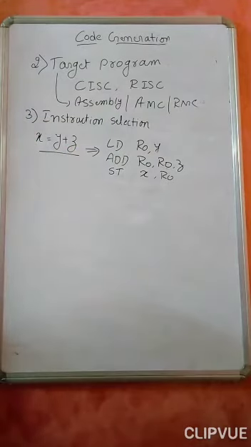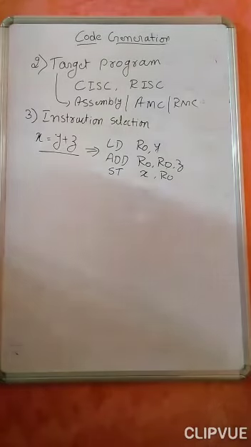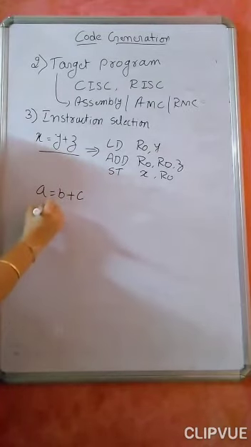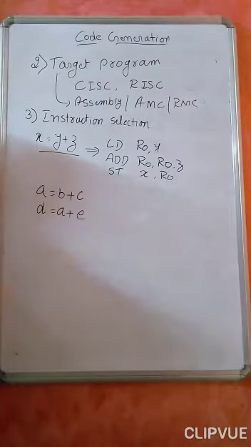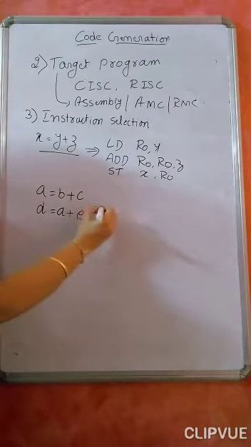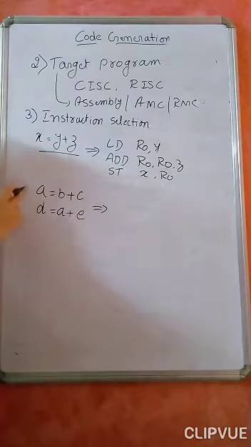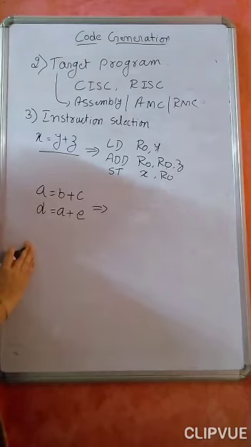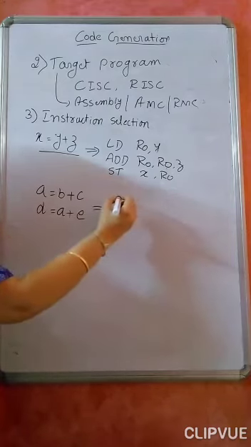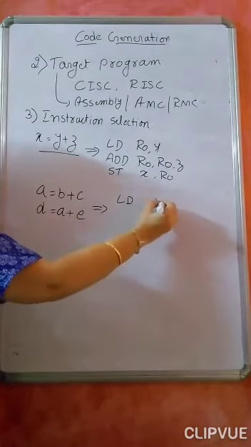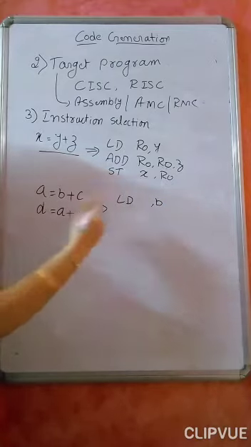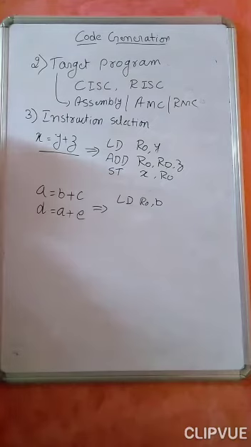Now we will consider one more example: A is equal to B plus C and D is equal to A plus E. What is the set of instructions you will write? Again, it is a 3 address code. Using the same instruction set, initially I load B. Load means memory location to the register, so I am storing it in the R0.